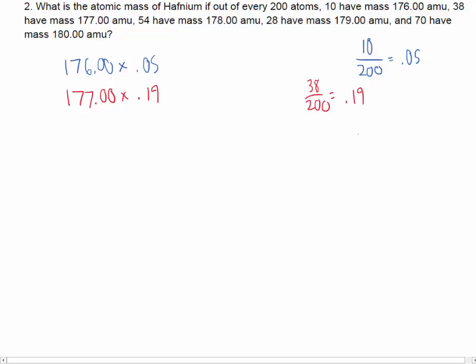All right, so your next isotope makes up 54 of the 200 atoms of your sample. So it gives you 0.27, or what would be 27%. So it's 178 AMU for its mass, and we'll multiply by that 0.27.